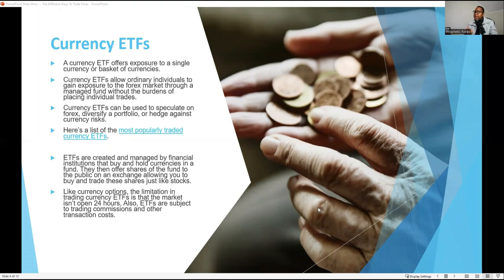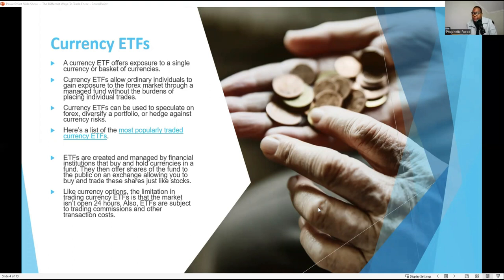Okay, so now we are getting in and you're about to actually make sense of this. Now we're actually talking about brokers as we are going in deeper here. And of course, they can also be used to speculate on Forex, diversify a portfolio, and hedge against currency risk. And here are, of course, the most popular traded currency ETFs.